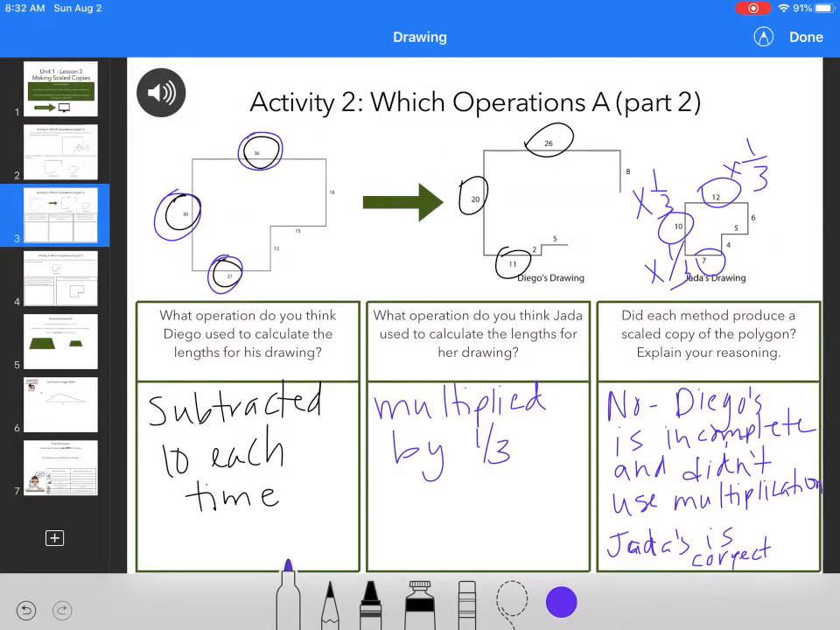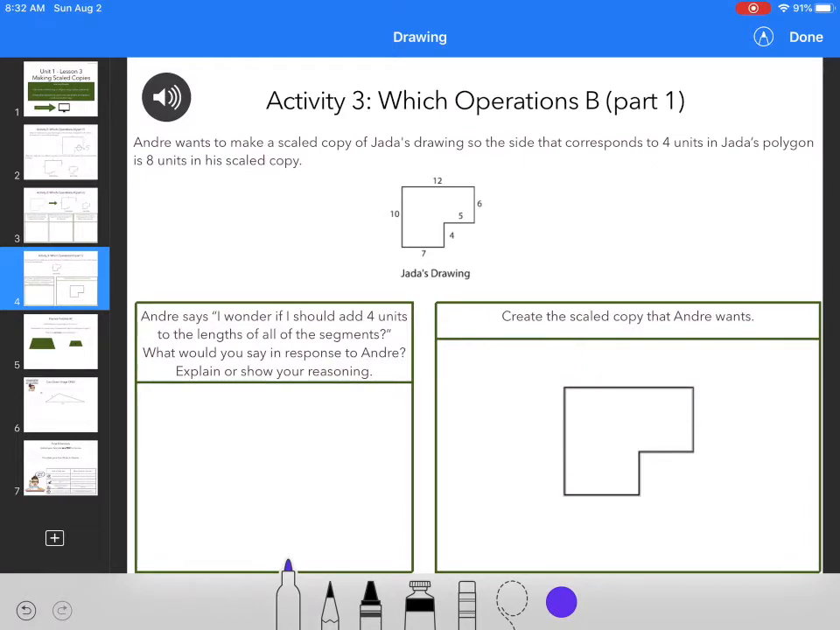All right, so now let's take a look at the next one. It says Andre wants to make a scaled copy of Jada's drawing. So this is still from that same activity, but it's a new part of the activity. So the side that corresponds to 4 units is 8 units on his copy. Okay, so I'm looking at this right here, and it says create a scaled copy. So I'm going to put an 8 here because I know that's what he wants. So then it says, I wonder if I should add 4 units to the lengths of all the line segments. What would you say in response to Andre?